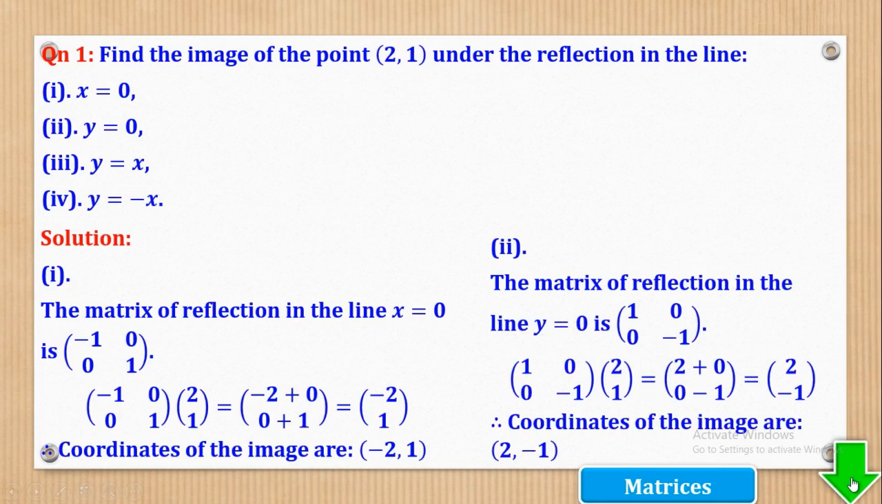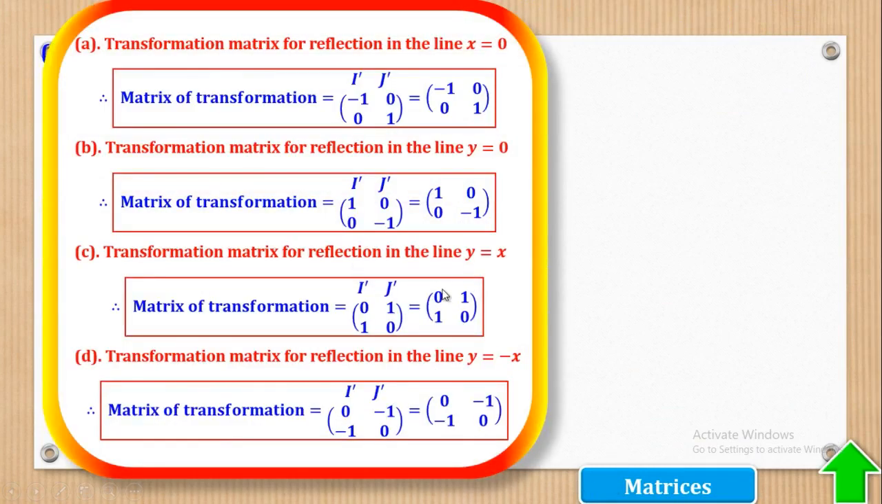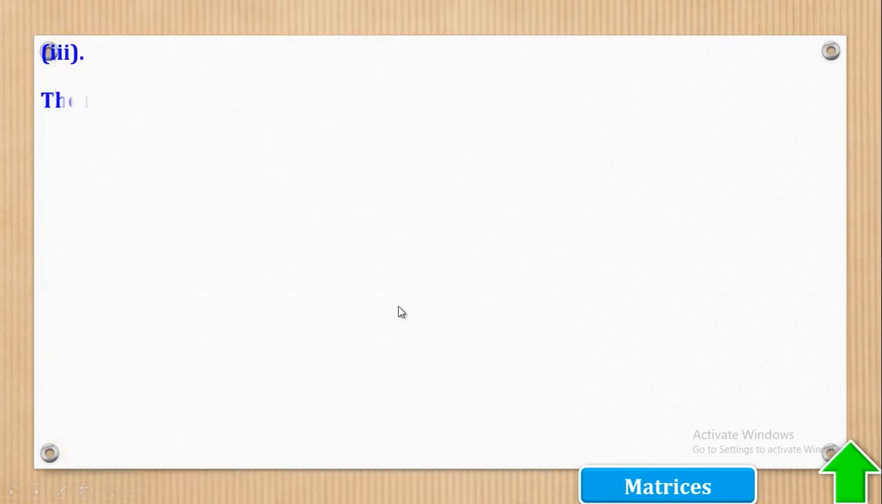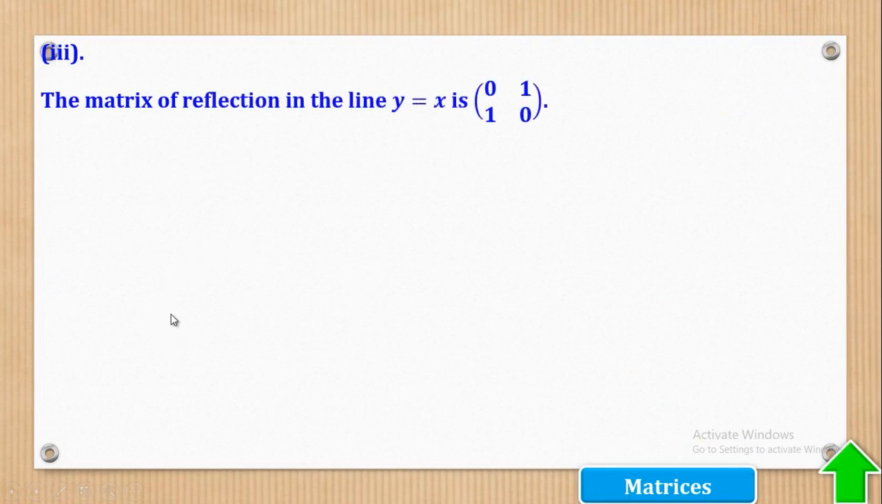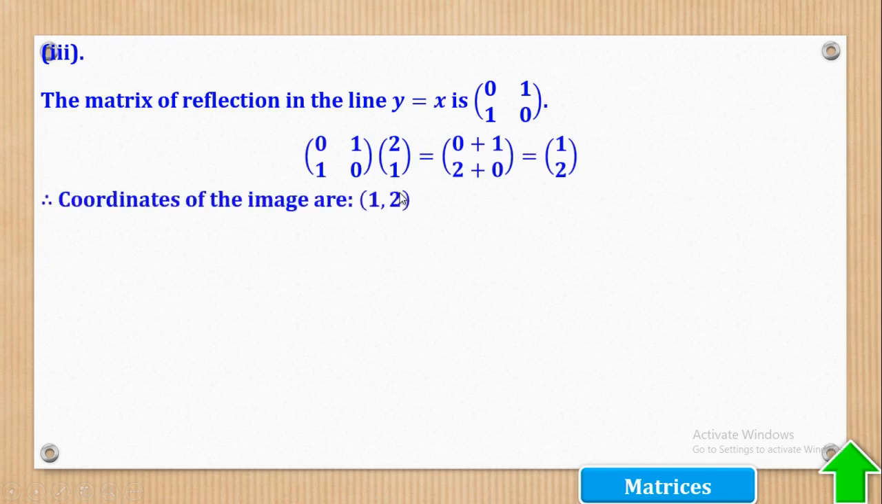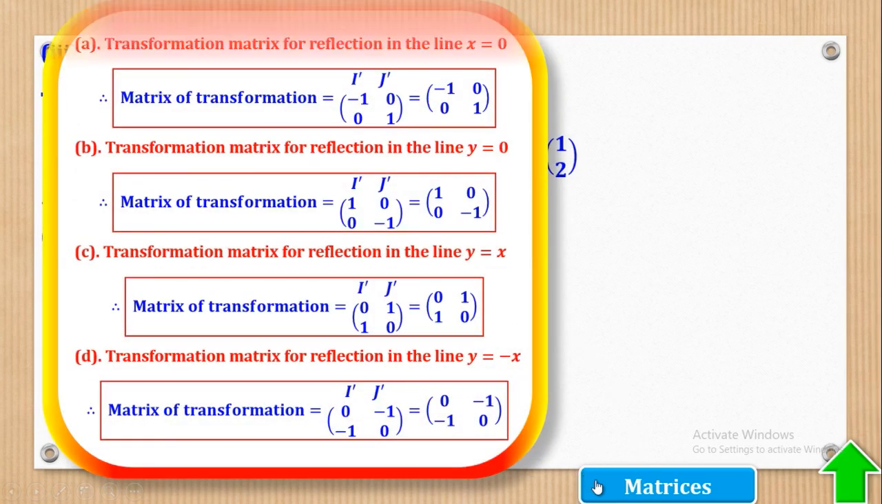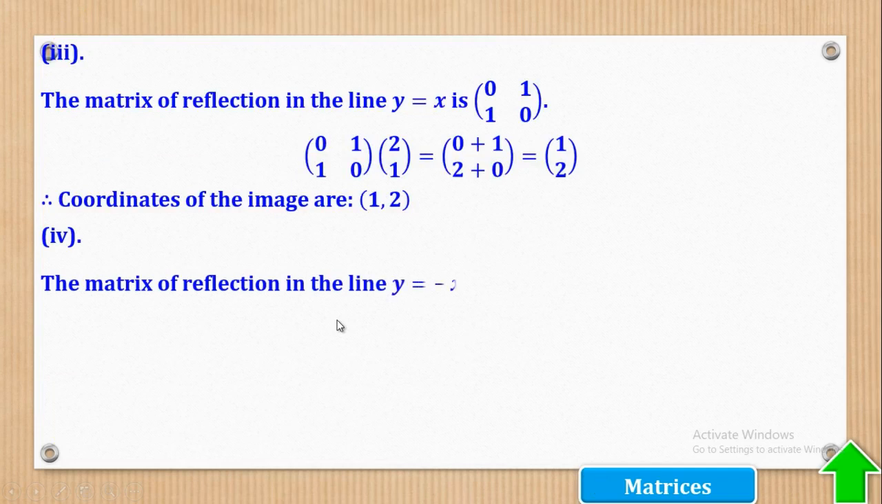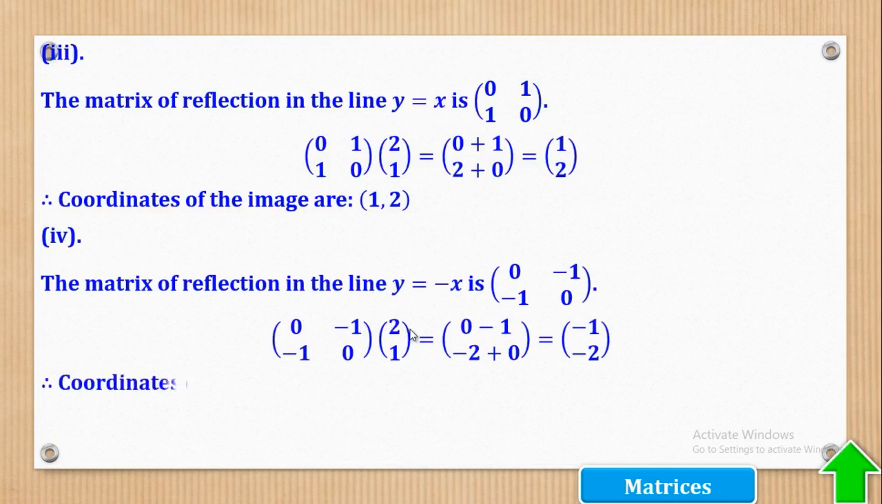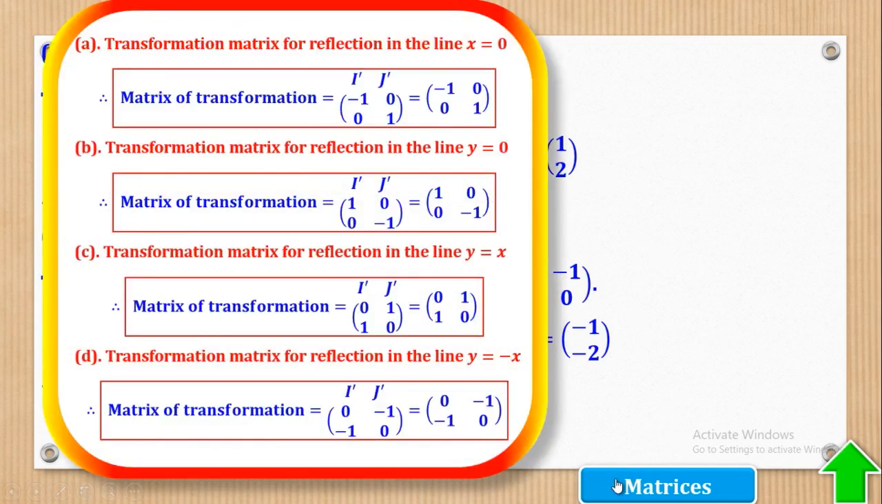The next is y equal to x. So y equal to x, this is the matrix. Therefore recall that the matrix of reflection is that. Multiply it with the object to come up with the image and write it in coordinate form. Then lastly, for the line y equal to -x, this is the matrix. So I write it here, then multiply it with the object to get the image and write the image in coordinate form. And that's what they wanted. As simple as that. So that's how they use matrices of transformation to get the images of reflection.